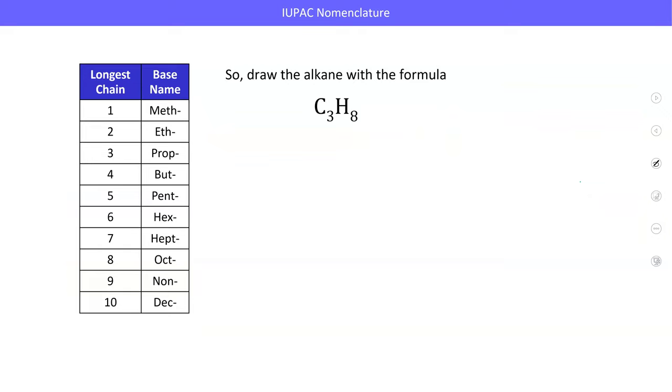So if we start by drawing an alkane with the formula C3H8, we haven't done a whole lot of practice with drawing these constitutional isomers yet, but try drawing a structure with 3 carbons and 8 hydrogens. So, a complete structure. It's going to look like this.